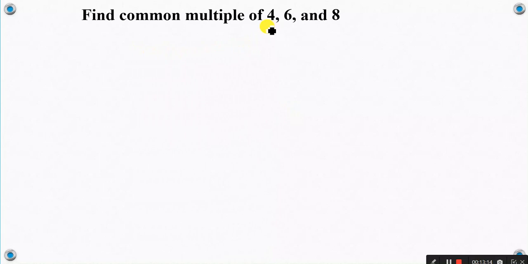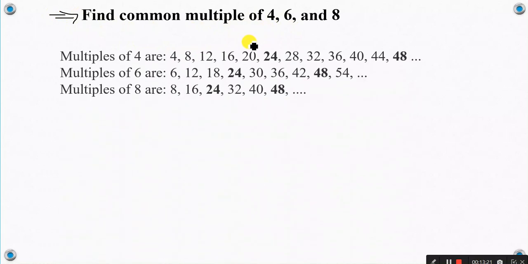Let us see common multiples for 3 numbers. So first we find the multiples of each number. The multiples of 4 are 4, 8, and it will be continuous, non-stop. We multiply the given number by a natural number starting from 1. The multiples of 6 are these, and the multiples of 8 are these.